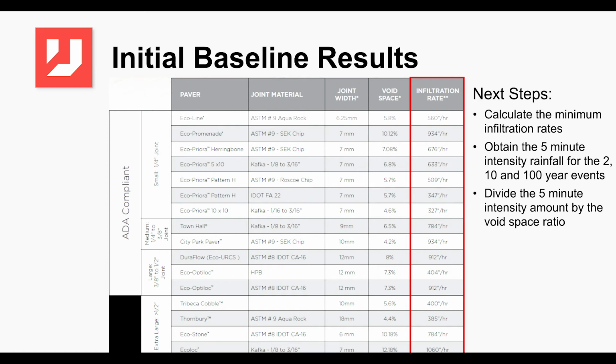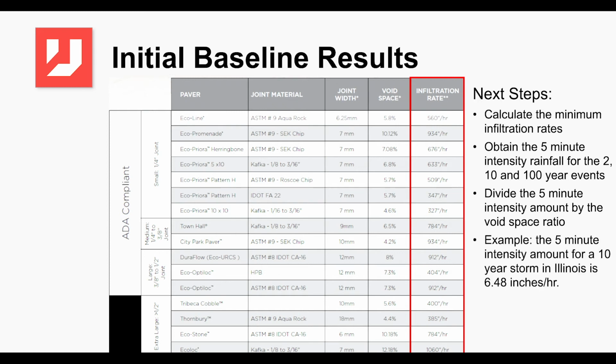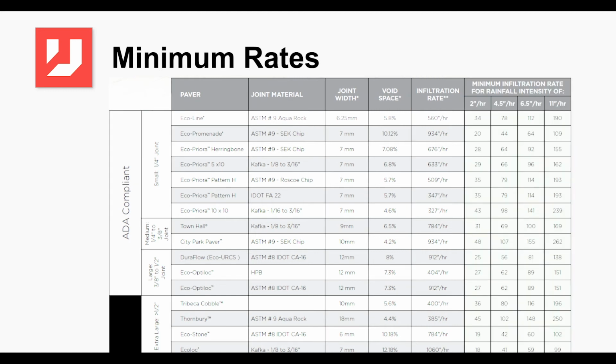So, for example, if we're looking at a 5-minute, 10-year intensity for Illinois, it's about 6.48 inches per hour. And if we use the Town Hall paver with an infiltration void space ratio of 6.5%, that computes out to just under 100 inches per hour for that 5-minute intensity of 6.48 inches per hour. Now, that might seem like a little bit too much, so we've actually done all the calculations for you for common storms throughout the Midwest. The 2, the 10, and 100 year are listed here at the top at the 4.5 inch, the 6.5 inch, and the 11 inch rainfall amounts.